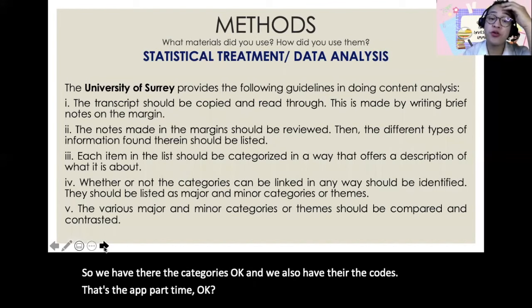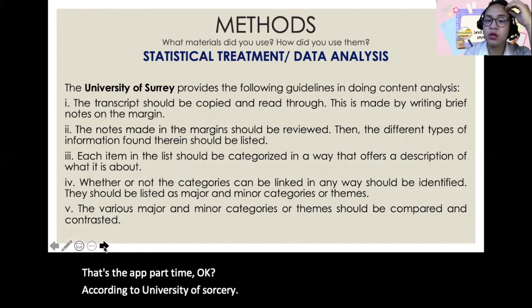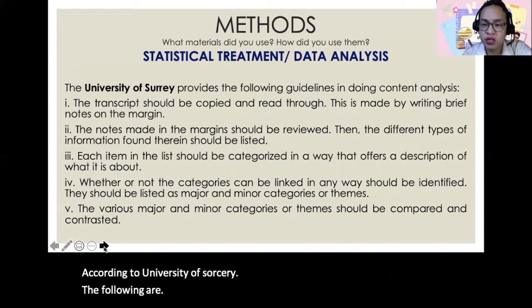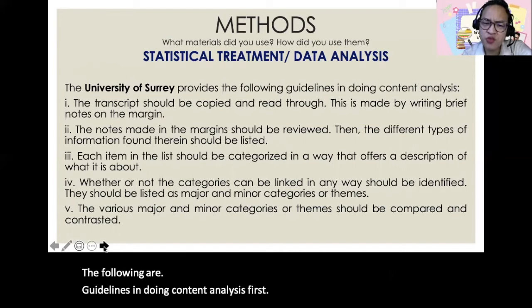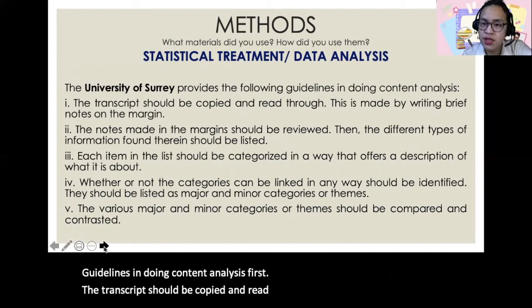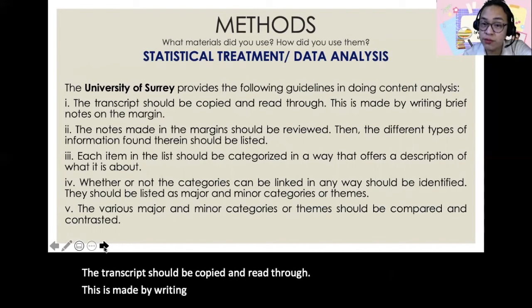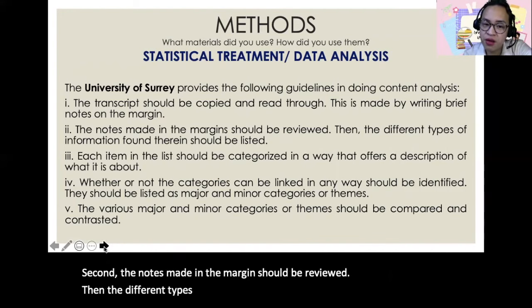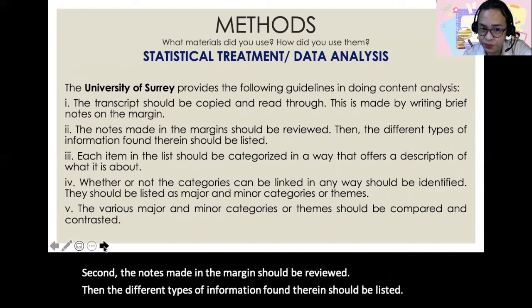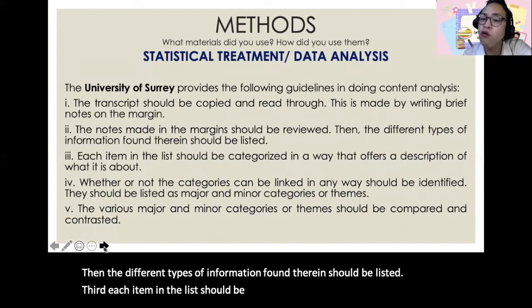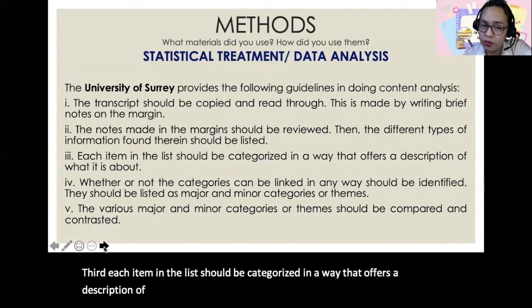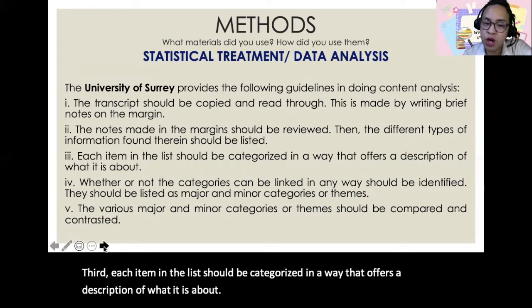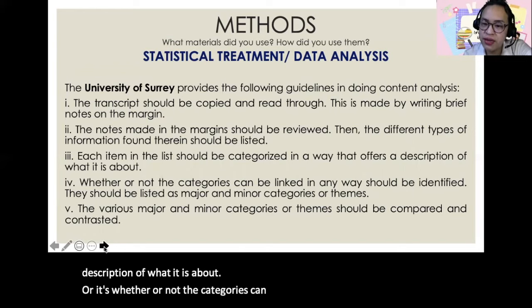According to University of Surrey, the following are guidelines in doing content analysis. First, the transcript should be copied and read through. This is made by writing brief notes on the margin. Second, the notes made in the margin should be reviewed. Then, the different types of information found therein should be listed. Third, each item in the list should be categorized in a way that offers a description of what it is about. Fourth, whether or not the categories can be linked in any way should be identified.